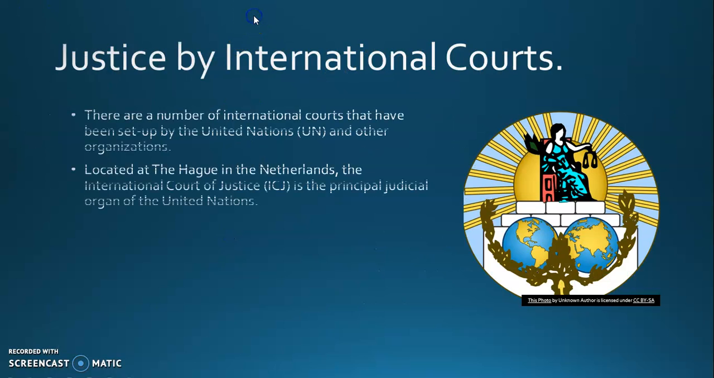Justice by international courts. This symbol here is the symbol for the International Court of Justice. We're going to talk about that here in a little bit. So there are a number of international courts that have been set up by the United Nations and other organizations. Located at The Hague in the Netherlands, which is in Europe, the International Court of Justice, or ICJ, is the principal judicial organ of the United Nations, abbreviated UN.